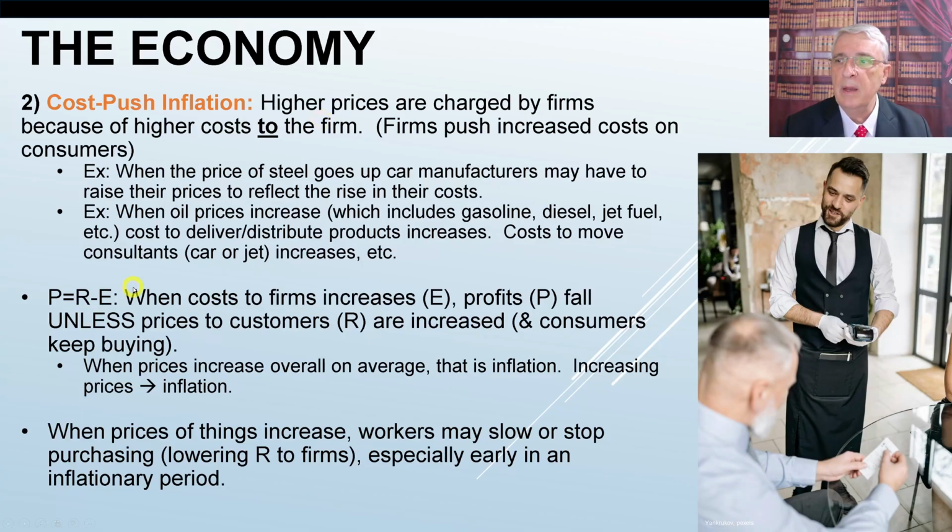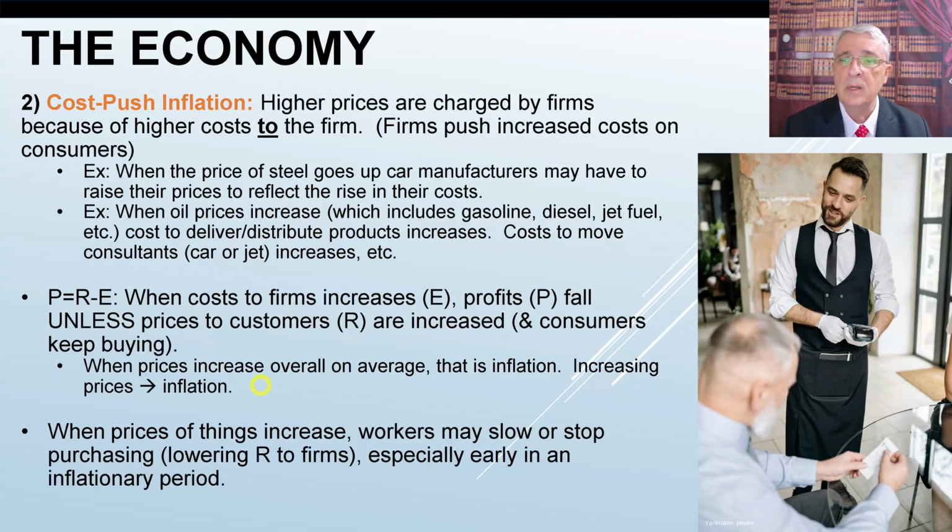So we have the formula. If you haven't seen this video, profit equals revenue minus expense. You should watch this one. It's very important to know. When cost of firms increase, that's the E, that's the expense here. The profits fall because, when you have R minus E, the P is going to get smaller unless prices to consumers are increased. So that's the R. And consumers keep buying at the increased price. So yes, there's a lot of assumptions in there.